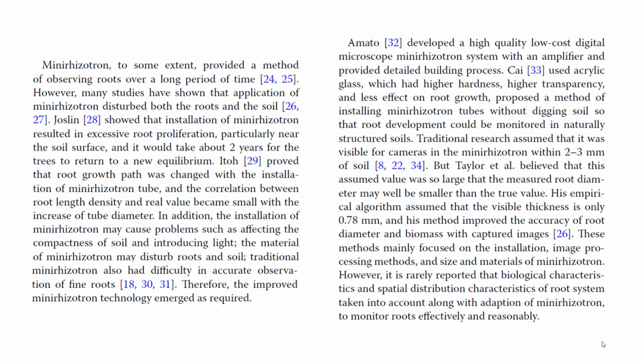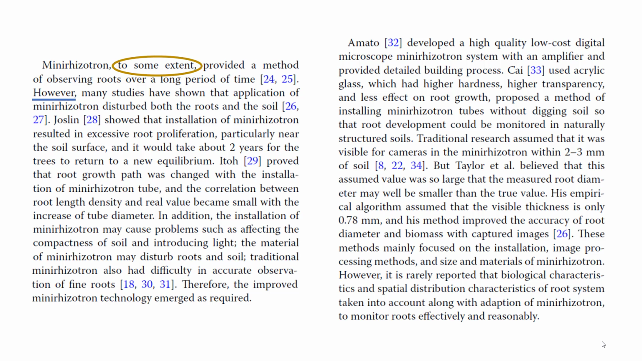All right, we won't look at all the different details of this. However, coming down here, if you look at the next paragraph, the mini-rhizotron, to some extent, provided a method of observing roots over a long period of time. That to some extent is showing us that it solved the problem, but not completely. So there are still some problems with this method. So we made an improvement, we're getting better, but we're still not there. So, however, shows us what those are.